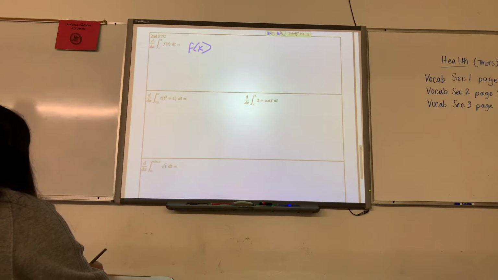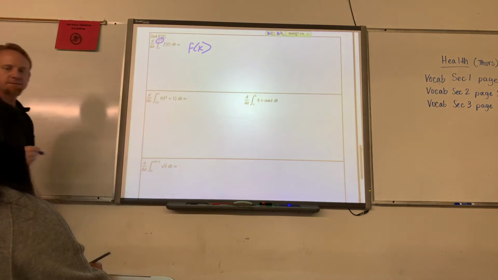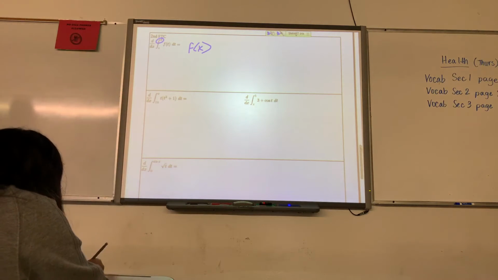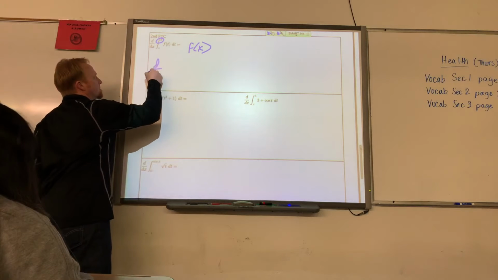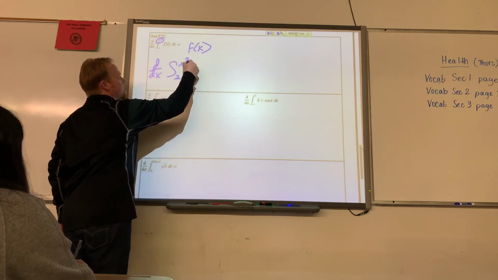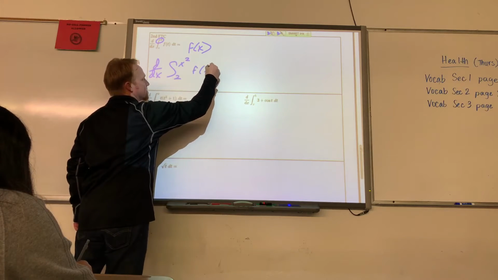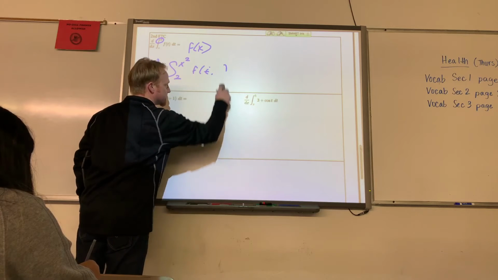Why wouldn't it be f of t? Because of that right there. Whatever that variable is right there, that's what you need to plug in. Okay? Now sometimes there could be something up there other than just x.